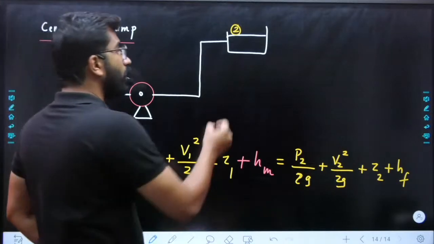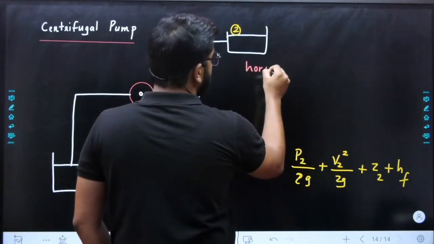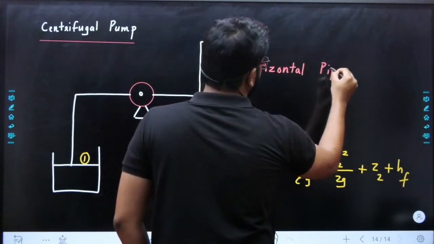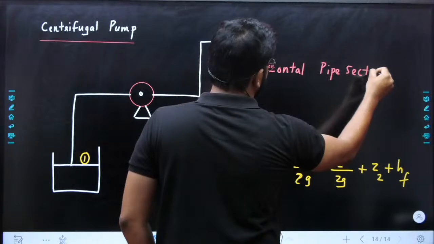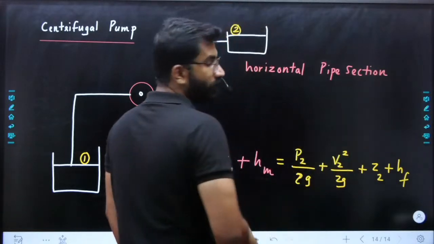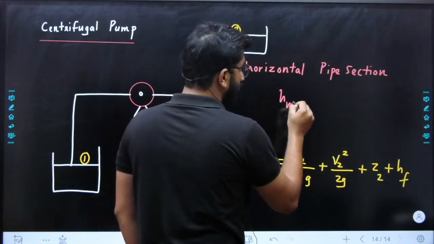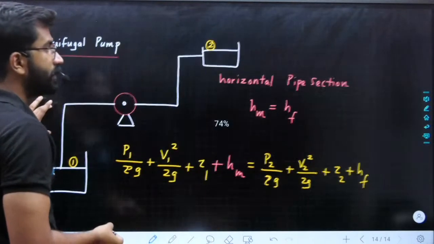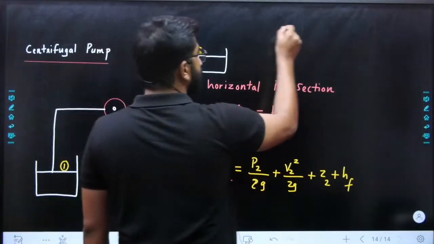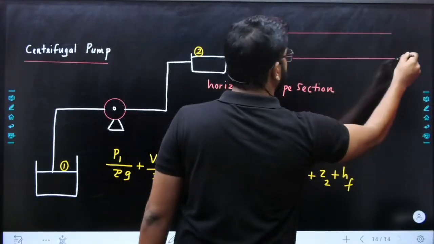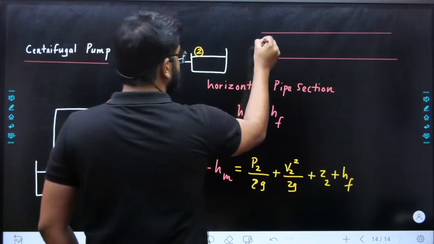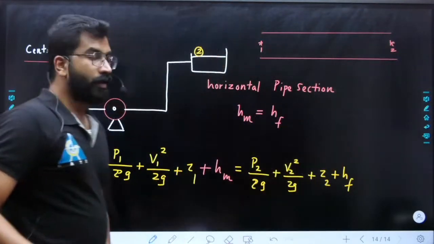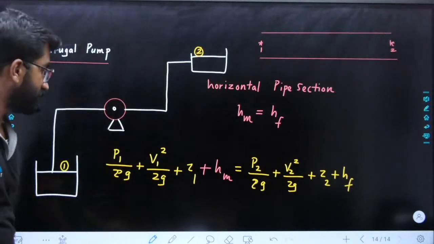Now in the case of a horizontal pipe section, this HM will be equal to your frictional losses, right? What is the difference in the case of a horizontal pipe section? Look, this is your horizontal pipe section. I am taking from point 1 to point 2.